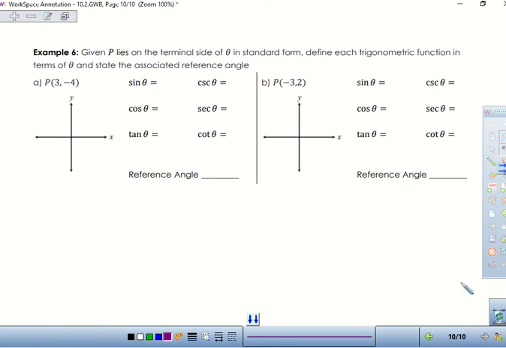Okay. So let's now do some examples with this. Given P lies on the terminal side of theta in standard form, define each trigonometric function in terms of theta and state the associated reference angle.